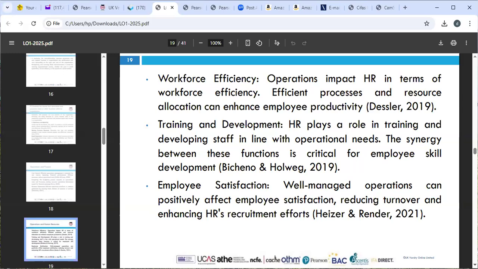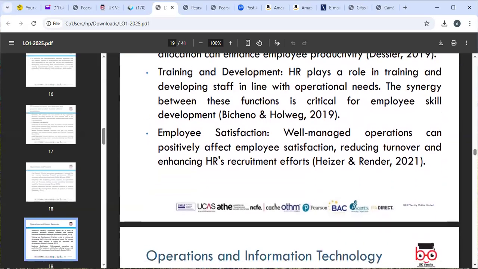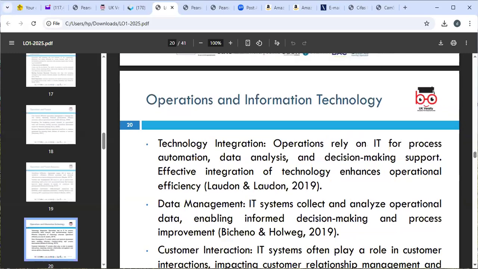Employee satisfaction. Well-managed operations can positively affect employee satisfaction, reducing turnover and enhancing HR recruitment efforts. Very, very important.